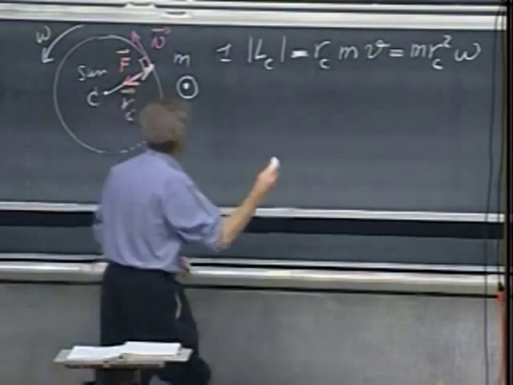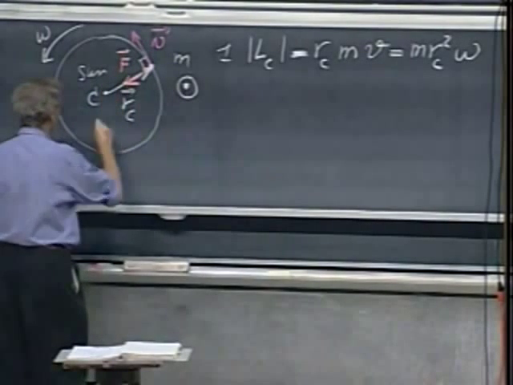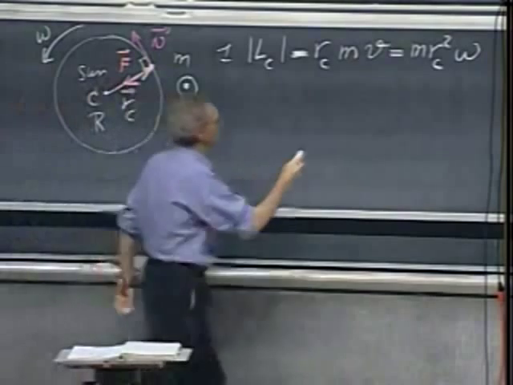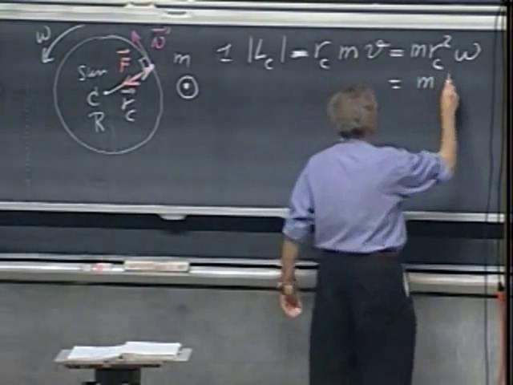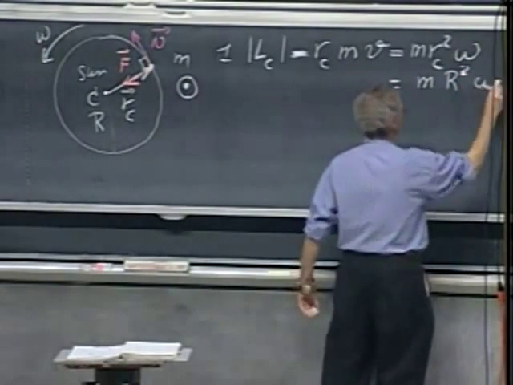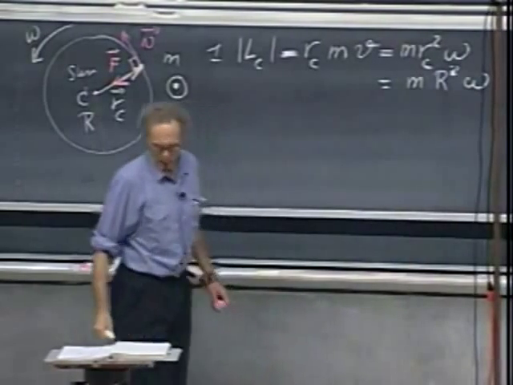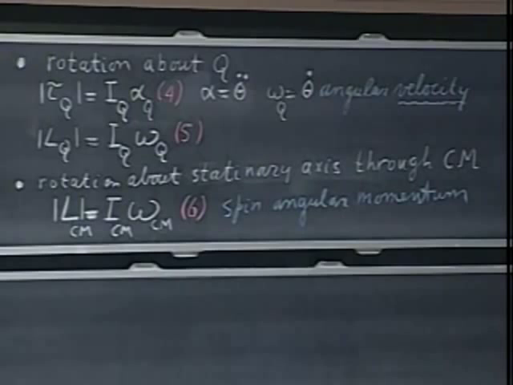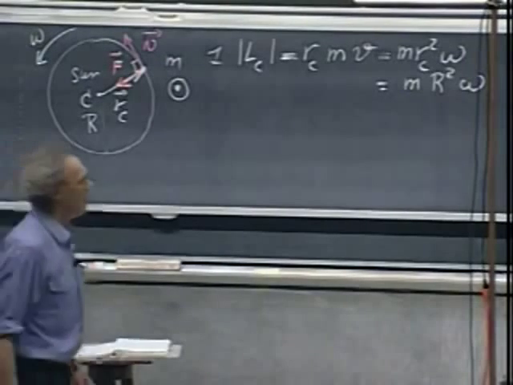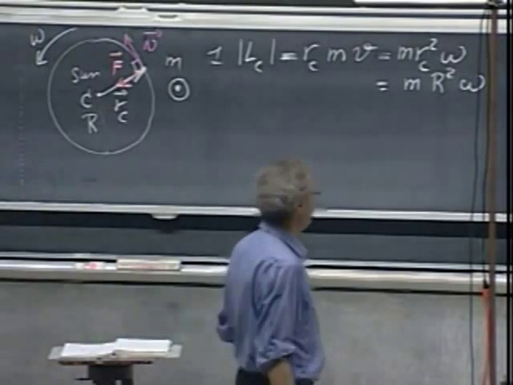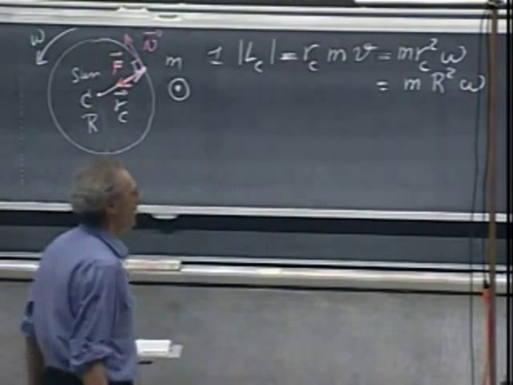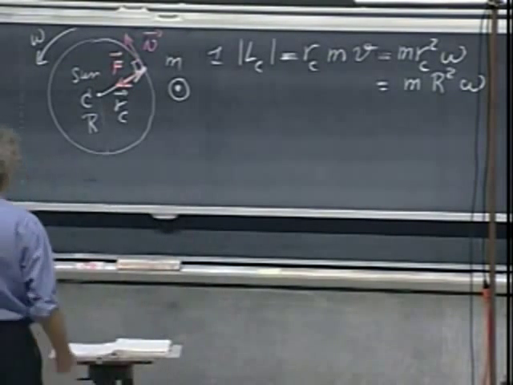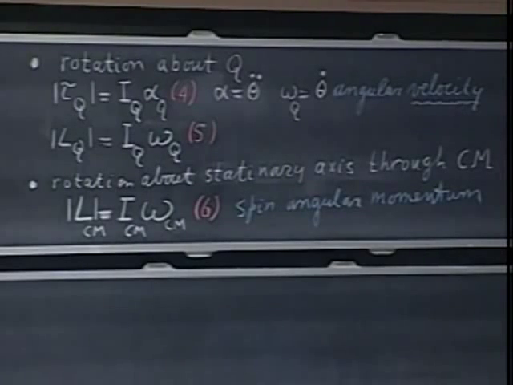And this R, if this is the radius of the circle, then this obviously becomes m r squared omega. You could have chosen equation 5, and you would immediately have said, aha, I have a rotation about point Q, which in this case is C, and so the magnitude of L about C equals the moment of inertia about point C times omega.